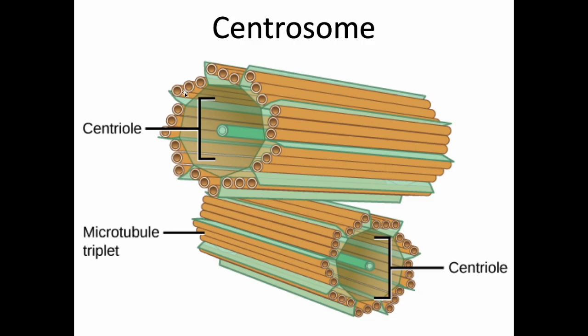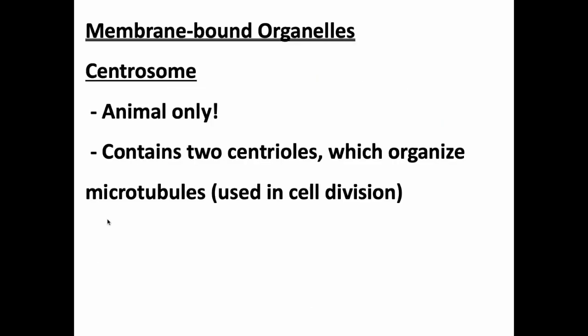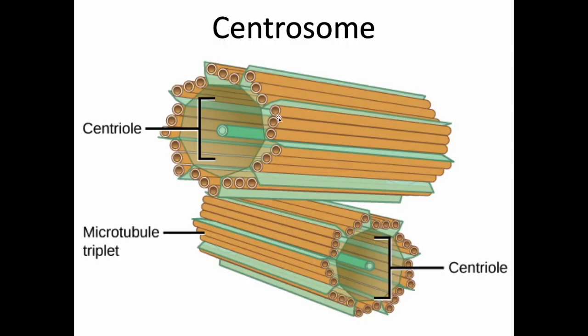It consists of two centrioles. So you could call this a centrosome. You could call this the centrioles. Same thing. So this is a structure that is animal only. The centrosome contains two centrioles. These things organize microtubules. That's what these tube-like structures are. Looks like a tube, looks like a straw. They named this well, calling these microtubules. These centrioles serve as an organizational structure for microtubules.